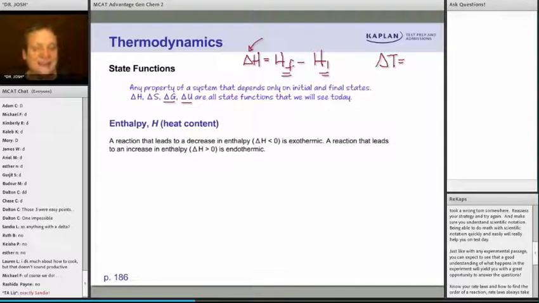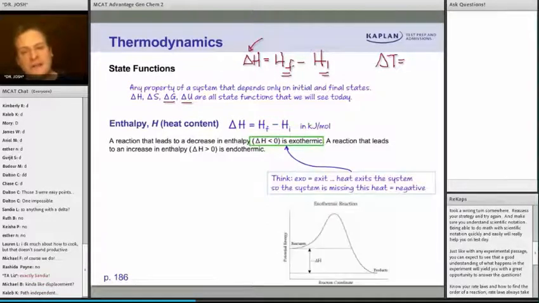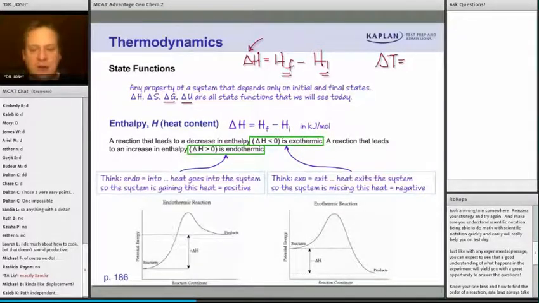Right? So that's a state function. Anytime you see that delta, you know that you're dealing with the final minus the initial. It doesn't care about the path we took. It just matters that we got there. It's like taking a trip.